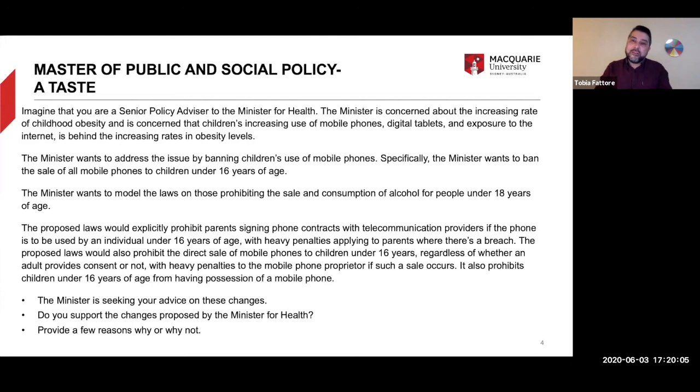So here we can see that there'll be a connection between looking at the empirical evidence and also interpreting that evidence within a broader political and policy context. In this case, to bring about what would be a radical change. You might also be able to influence the minister not to go through these laws.